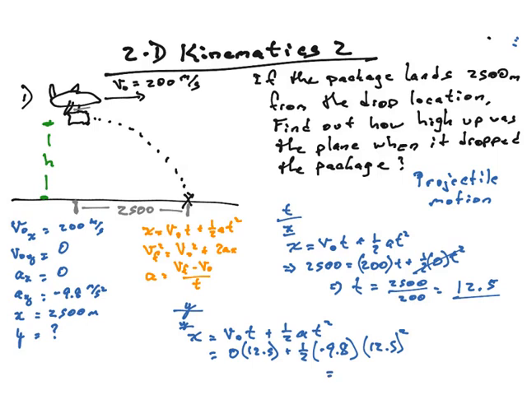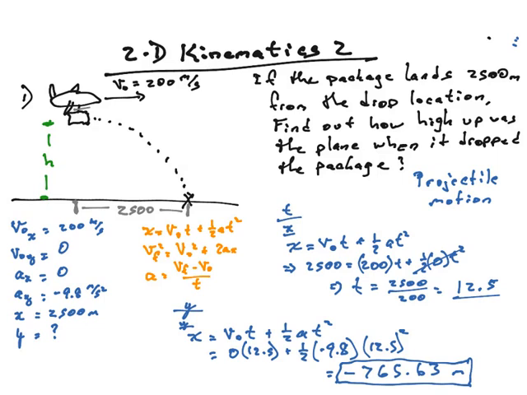So, what do I get for the distance? I get negative 765.63 meters. Notice I got a negative distance here. That actually makes sense. The package is traveling in the y direction, but it's traveling downwards. So of course the distance should be negative. How far did it drop? 765 meters. And there we go.